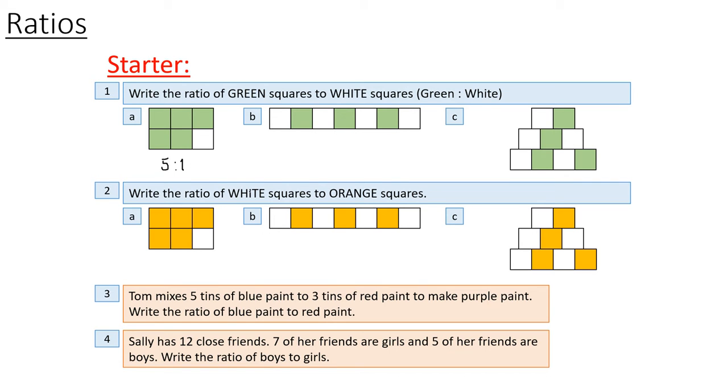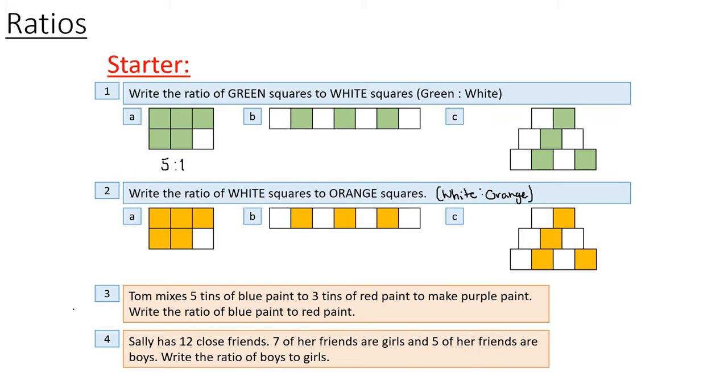For question 2, write the ratio of white squares to orange squares. It's the other way around, where you're going to have the white number first and then the orange number of your squares. Okay. Question 3 and 4 are a little bit tricky, but give those a go. So pause this video and give these questions a go.